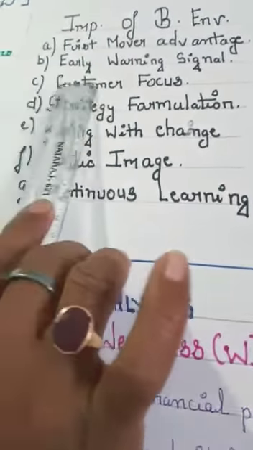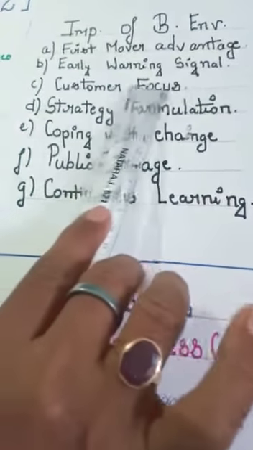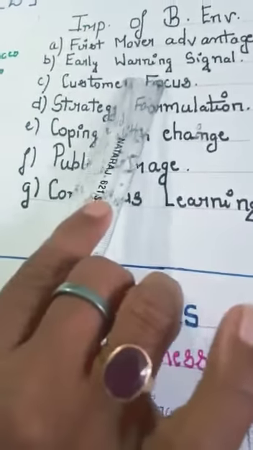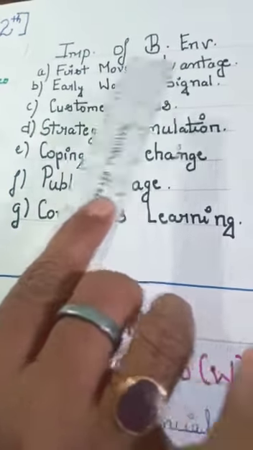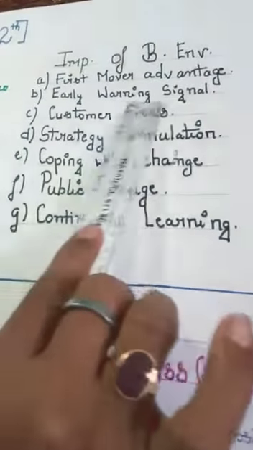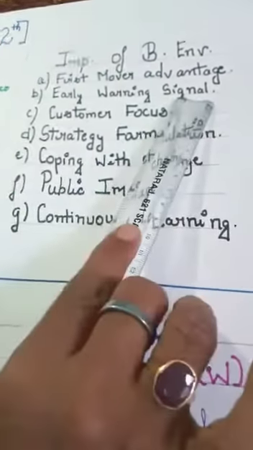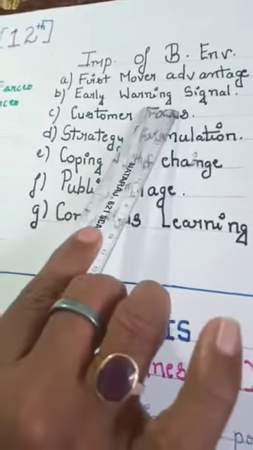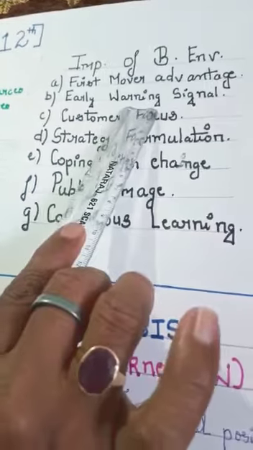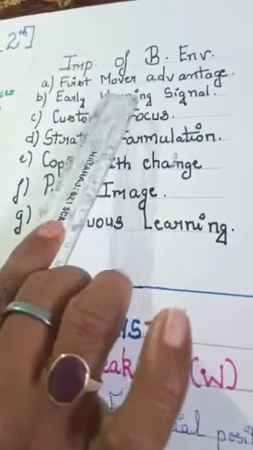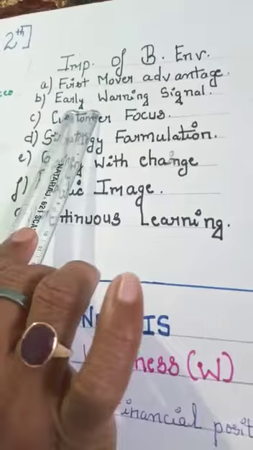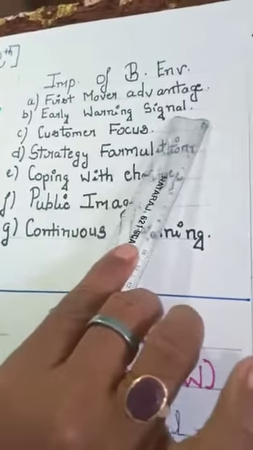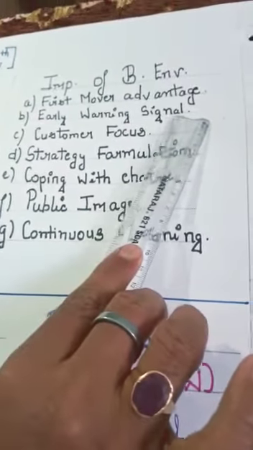Now come to the second one, early warning signal. This is also one of the most important aspects of business environment, because when Maruti Suzuki found that some competitors were coming into the market, it increased the production of its Esteem car and sold most of the cars before the competitors came into the market and started production in that segment.